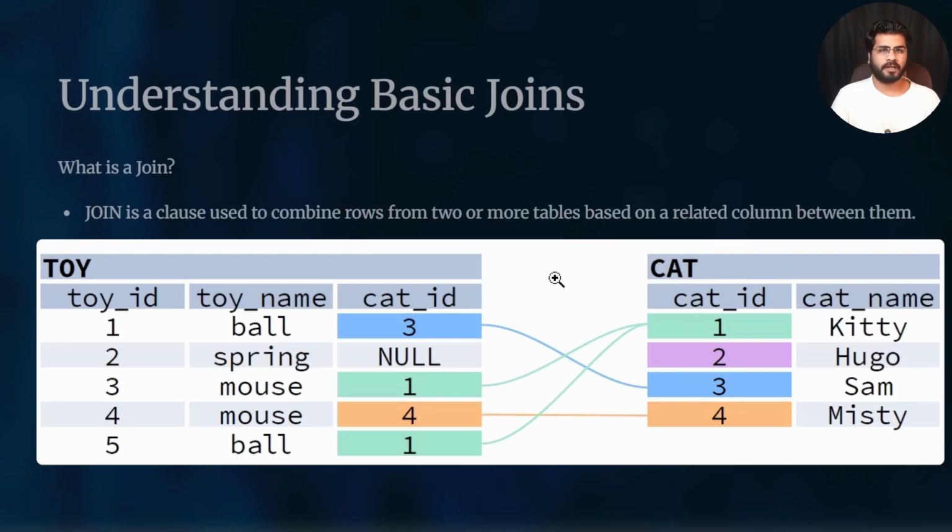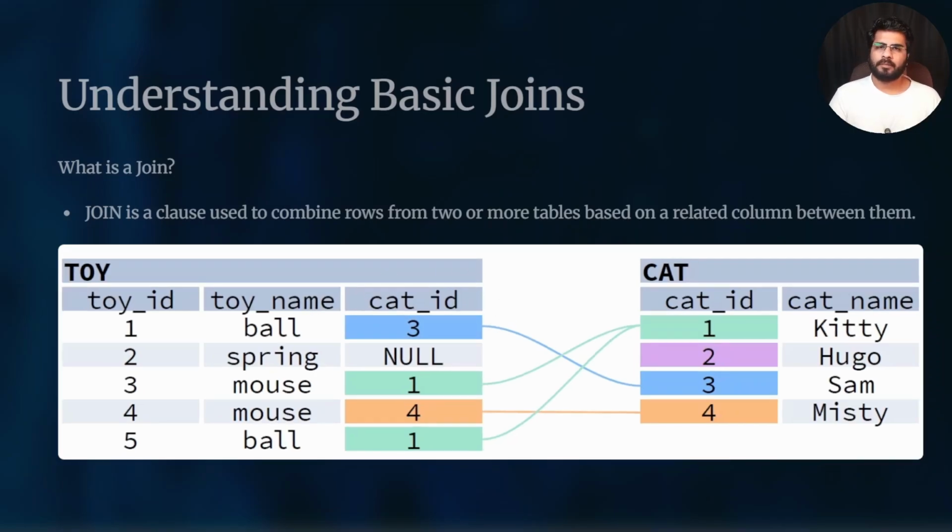So what is a foreign key then? A foreign key in SQL is a column or a set of columns in one table that establishes a link to the primary key or a unique key in another table. What it means is the cat ID is a foreign key because it is a primary key in the cat table and the cat table is linked with the toy table through the cat ID.